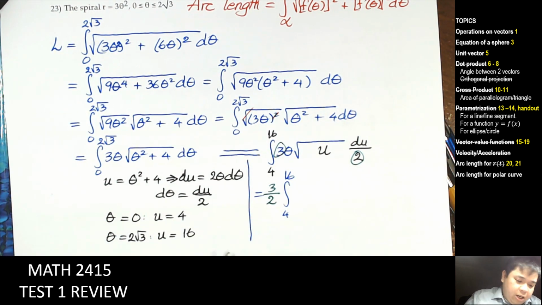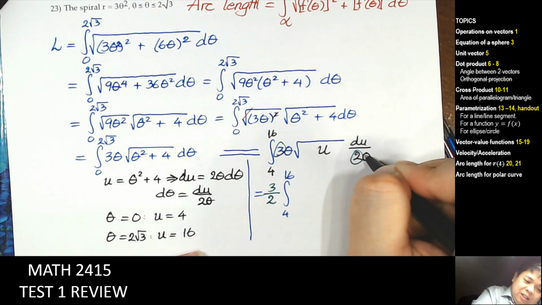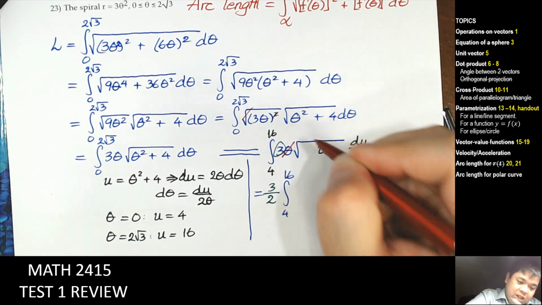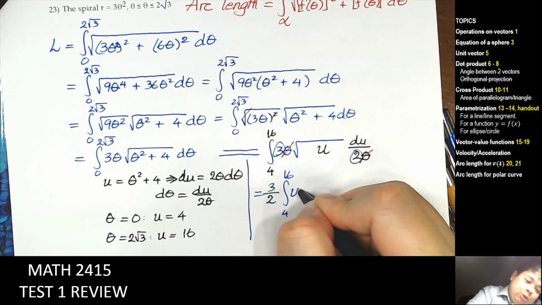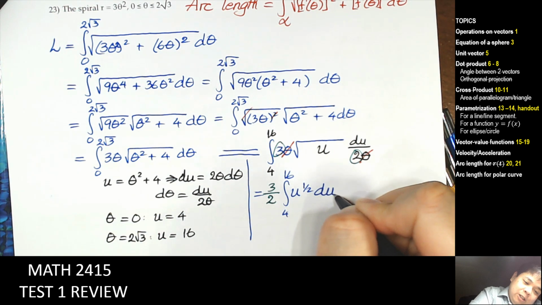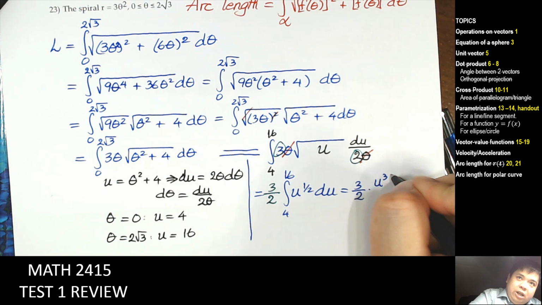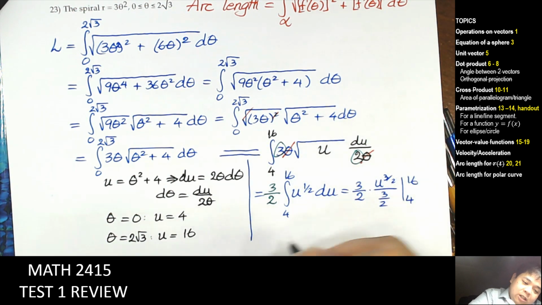Square root of u, we forgot the theta here, right? We have to have the theta there. du equals 2 theta d theta, so d theta is du over 2. We have to have the theta there, so it will cancel with this theta, which is good. Square root of u is u to the 1/2. So we have 3/2 times the integral of u to the 1/2, which is u to the 3/2 over 3/2, from 4 to 16.